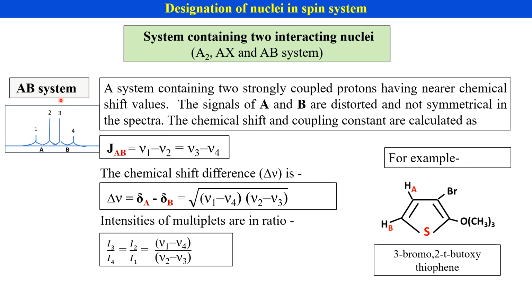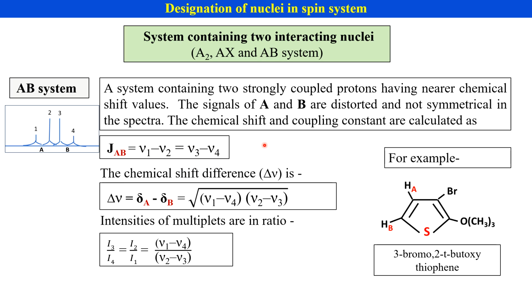Then the AB system, a system containing 2 strongly coupled protons having nearer chemical shift values. The signals of A and B are distorted and not symmetrical in the spectra. In that case, A coupled with B gives a doublet. B coupled with A gives a doublet, but the signals are not symmetric. The intensities of the doublets are not symmetric.